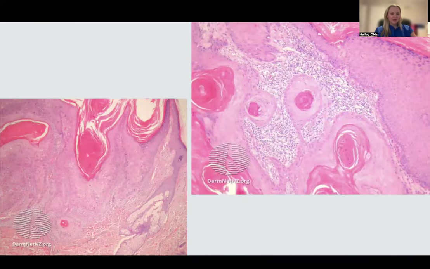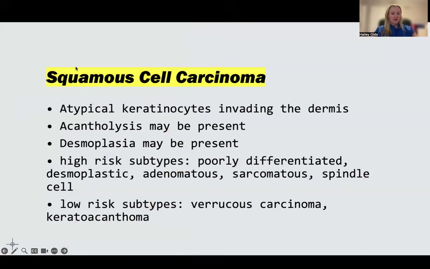Okay, next one. So, things to note here. Over in this area, you have relatively normal epidermis. And then next to it, to the left, you see that the keratinocytes are really big and pink, and they're invading into the dermis and they're forming these structures that are called keratin pearls. So, this is an example of squamous cell carcinoma.